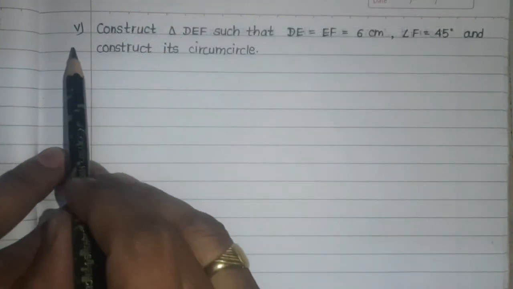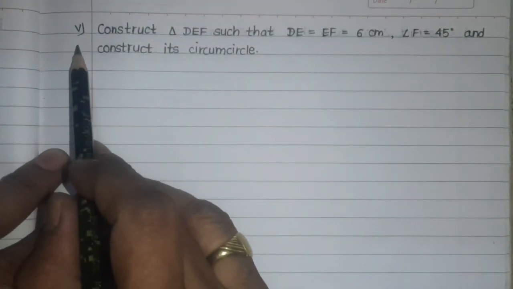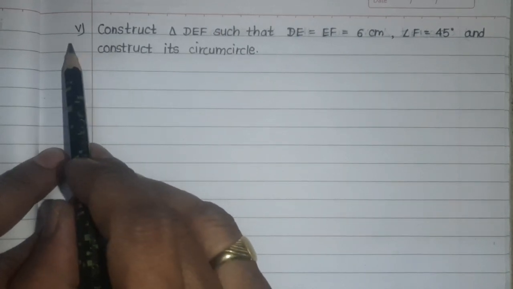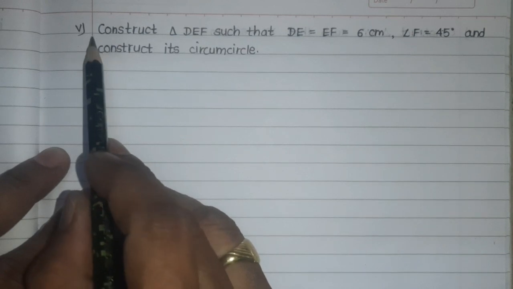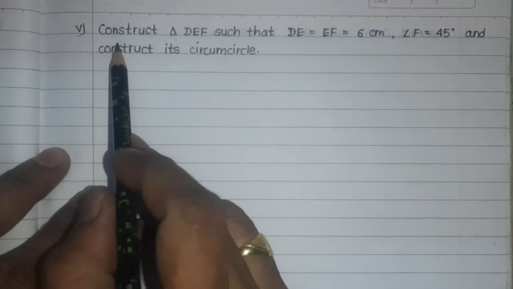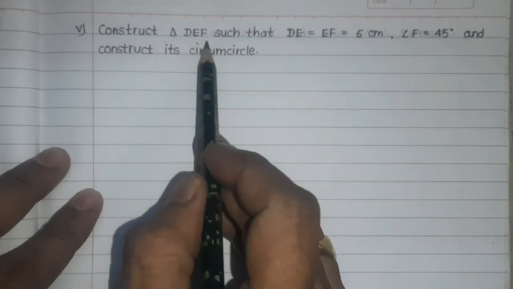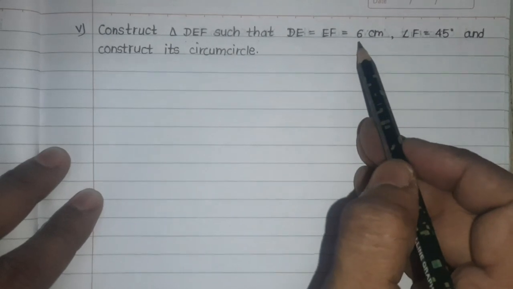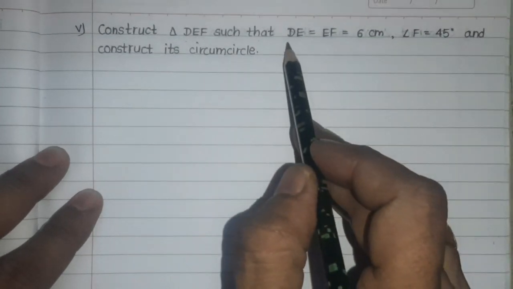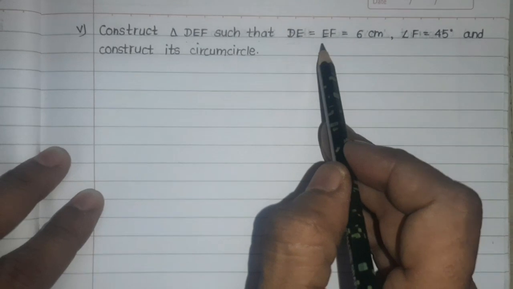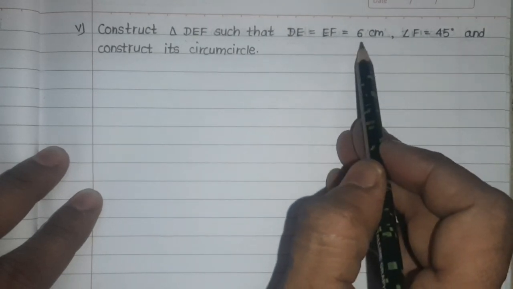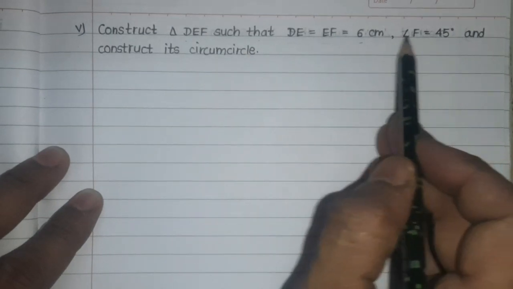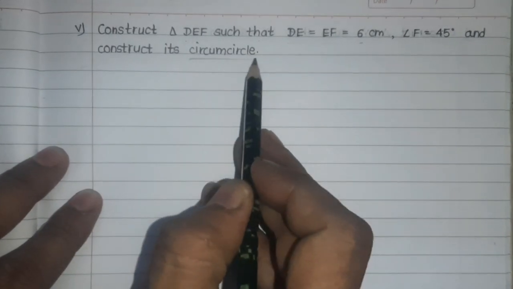Dear student, let's start with question number 5. Question number 4 is for homework. Try to solve question number 4. Now dear student, see question number 5. Construct triangle DEF such that DE equal to EF equal to 6 cm. That means the length of side DE and side EF is the same, it is 6 cm. And the measure of angle F is 45 degree and construct its circumcircle.